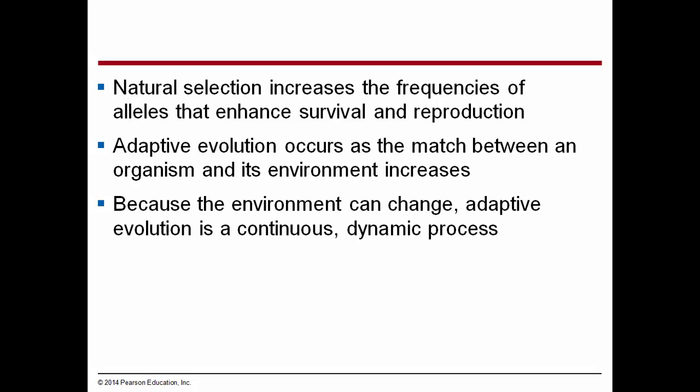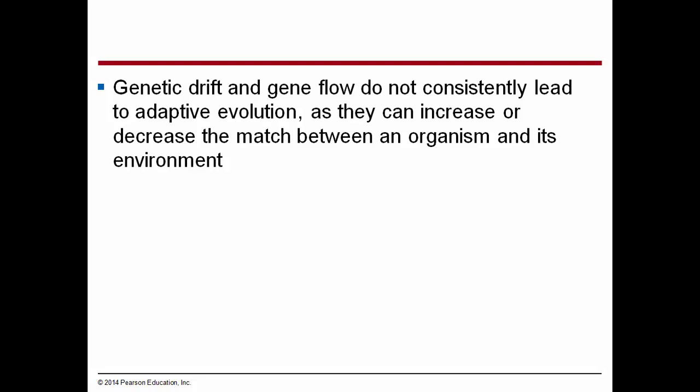Natural selection increases the frequencies of alleles that enhance survival and reproduction. Adaptive evolution occurs as the match between an organism and its environment increases. Because the environment can change, adaptive evolution is a continuous, dynamic process. Genetic drift and gene flow do not consistently lead to adaptive evolution, as they can increase or decrease the match between an organism and its environment. So genetic drift and gene flow occur in populations, but they don't generally lead to adaptive evolution.